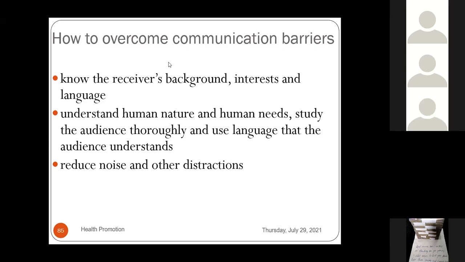So if you have any question, you ask. If you don't, then we can look at how to overcome communication barriers. Okay, sir. Yeah, quickly so that we close.